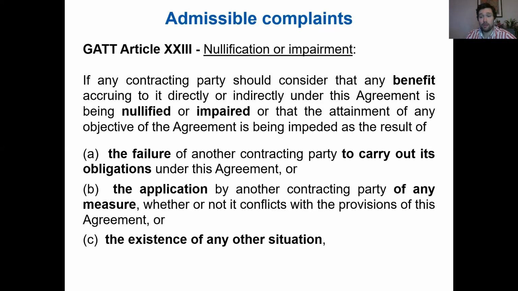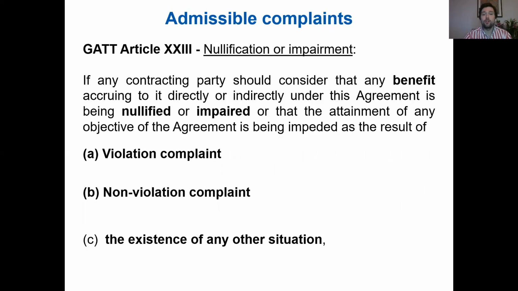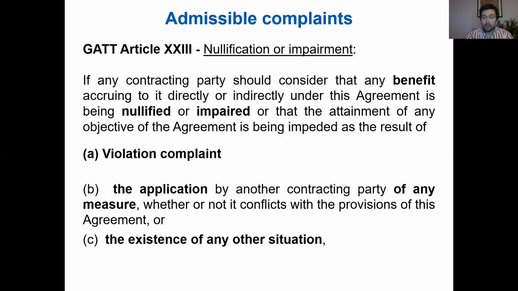Non-violation complaints could also happen, as well as the so-called situational complaints. So if I were to transform it into simpler terms, those are violation complaints, the most classical, straightforward, and understandable. Non-violation complaints are when there is no violation on behalf of the responding party, but still as a result of their action. And notice that again, it should be the application of the other contracting party. So it still has to be something attributable to the other contracting party. It should be state behavior of any measure, whether or not it conflicts with the provisions.